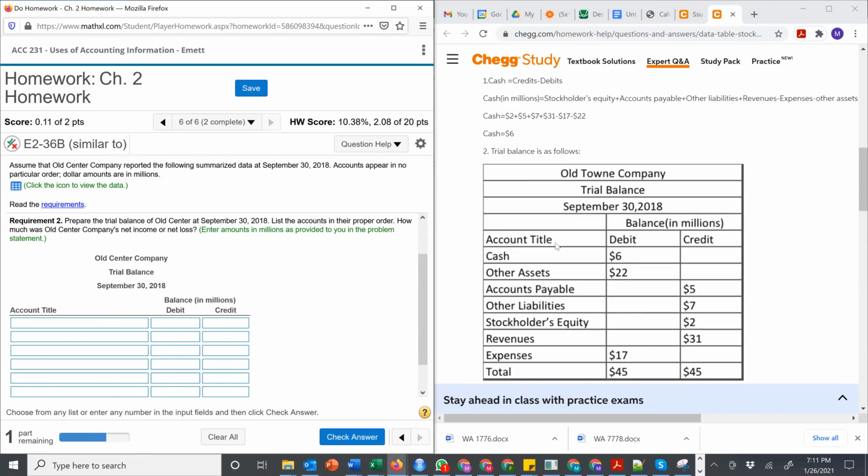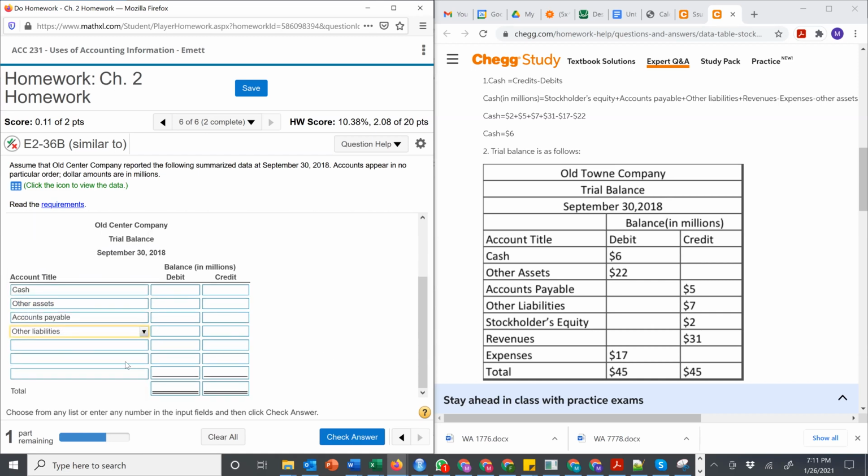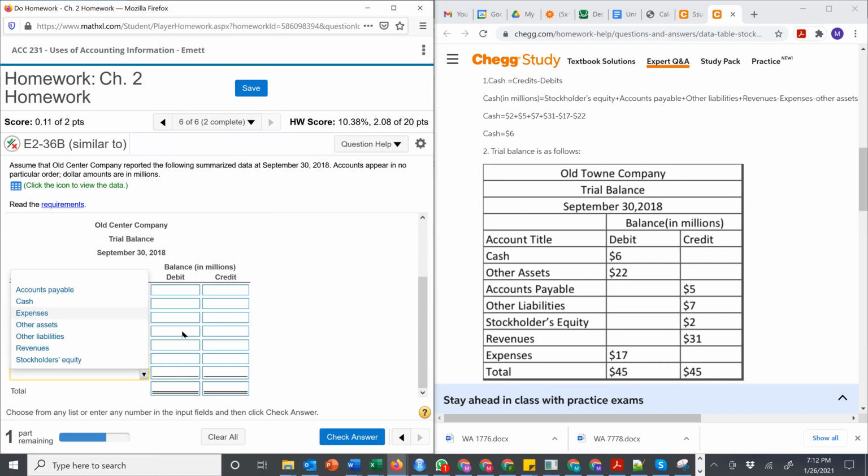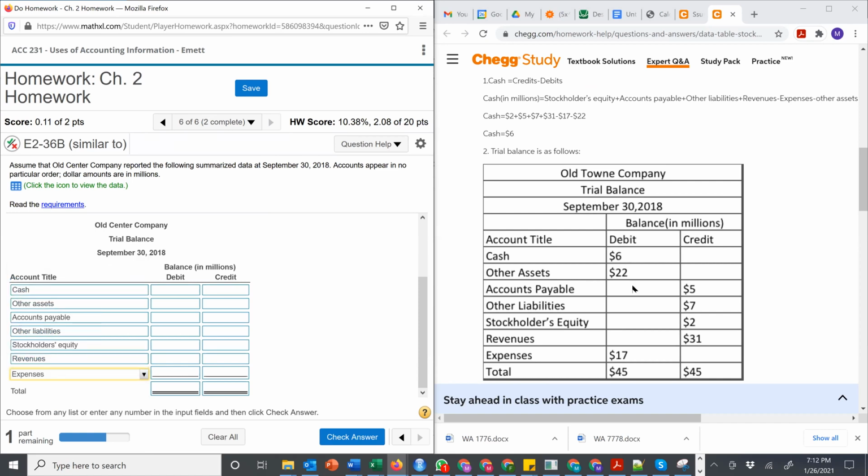So now we have, you always want to get the accounts in there, and this is where Chegg isn't great. Sometimes they don't give you great matches for them. Other liabilities, stockholders' equity, revenues, and expenses. All right, so then we got to figure out where these numbers came from.